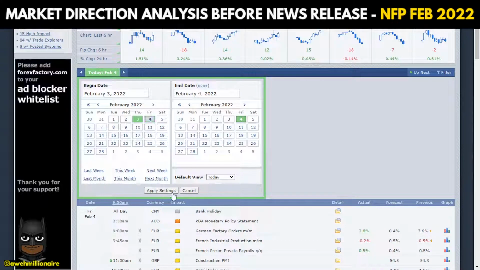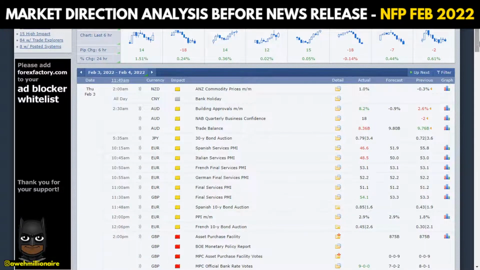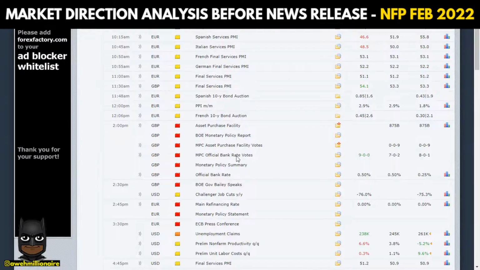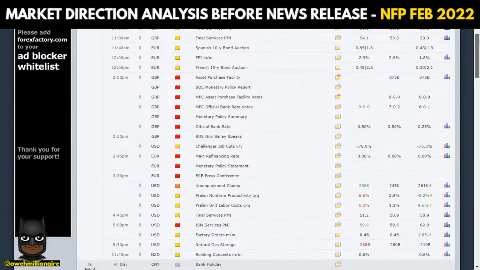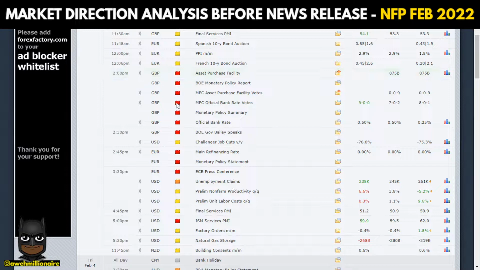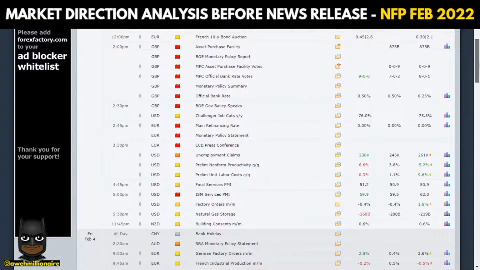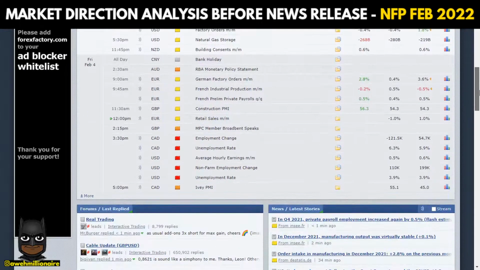So let's look at yesterday. There was big moves on GBP yesterday, as well as Euro. I didn't trade the Euro, but did trade GBP. So yeah, the focus today is NFP.